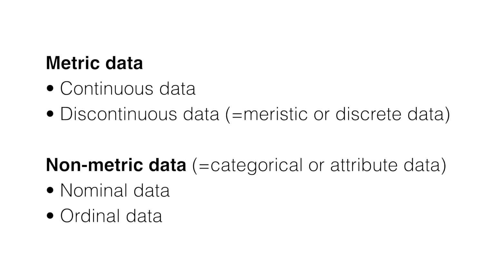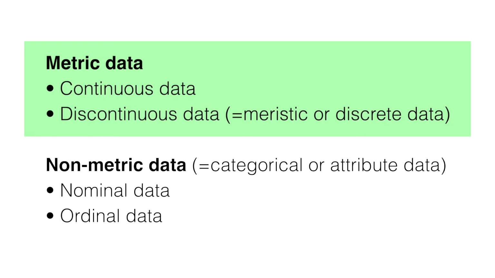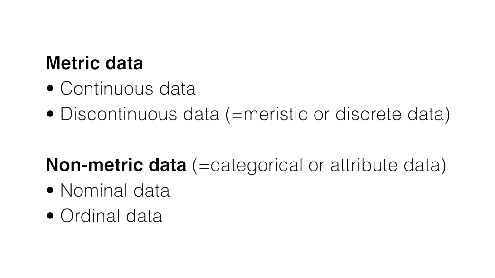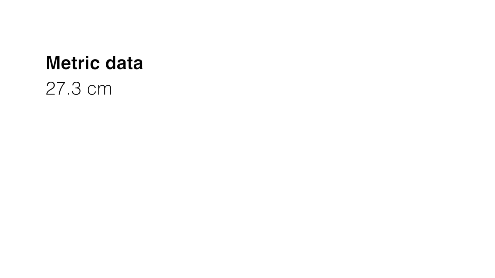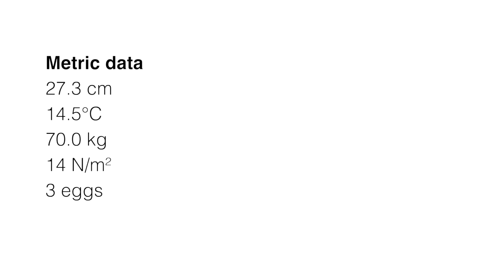So here's an overview. In principle, we have two groups of data, metric and non-metric. Metric data are measurements such as 27.3 centimeters, 14.5 degrees Celsius, or 70 kilograms. Also counts are metric data. For example, when you count the number of plants per area or eggs in the nest of birds.